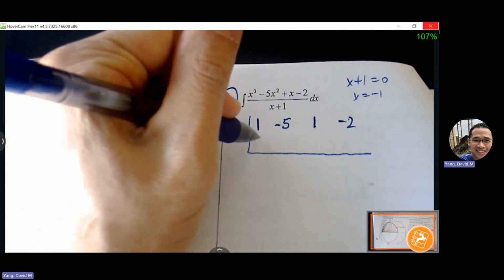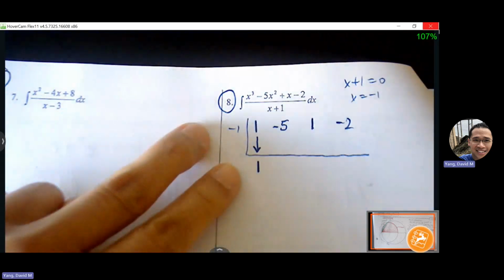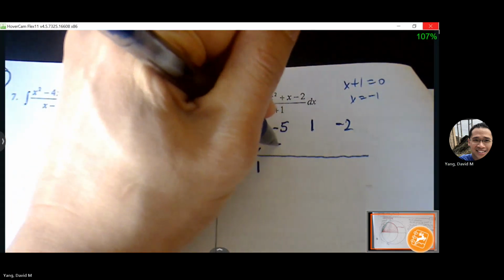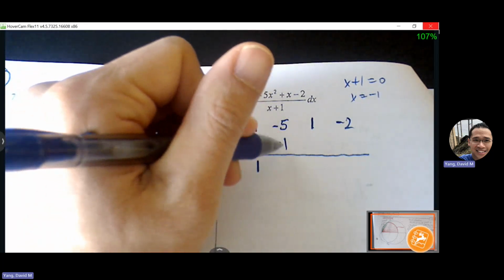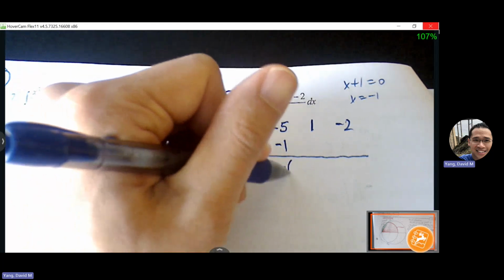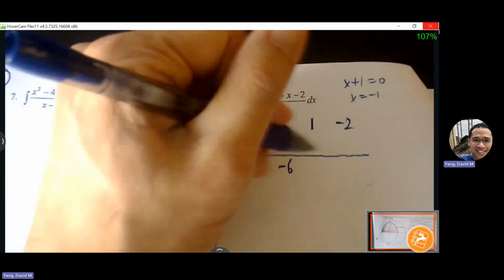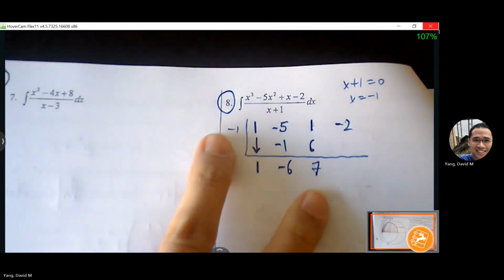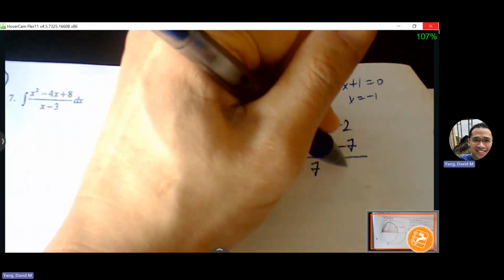Okay, let's remember the process here. First thing, we drag the number down below the line. Then we do what? Multiply. Yeah. And then add. So -1 times 1 is -1. -5 plus -1 is -6. Multiply again. -6 times -1 is 6. 1 plus 6 is 7. -1 times 7 is -7. -2 minus 7 is -5.